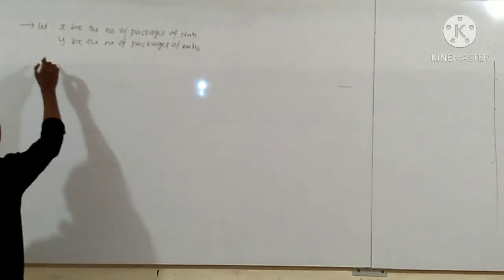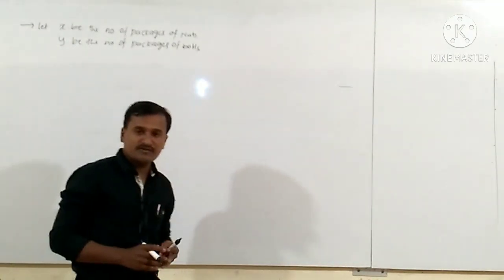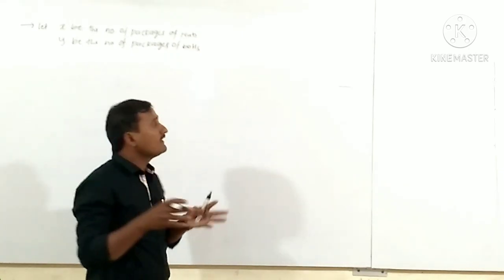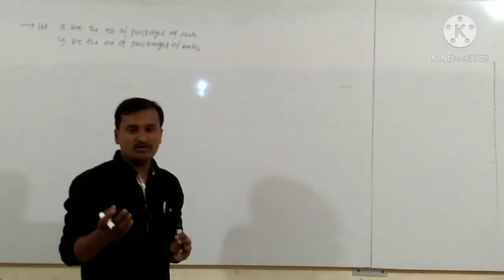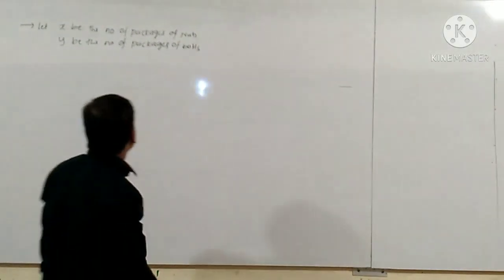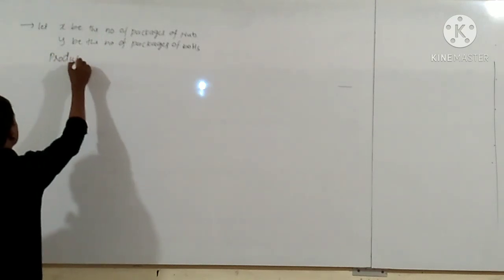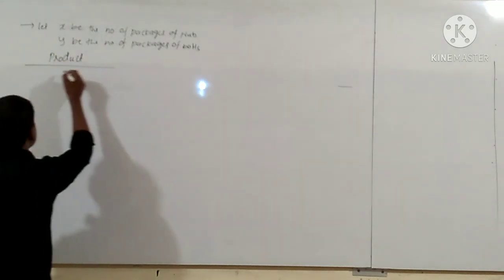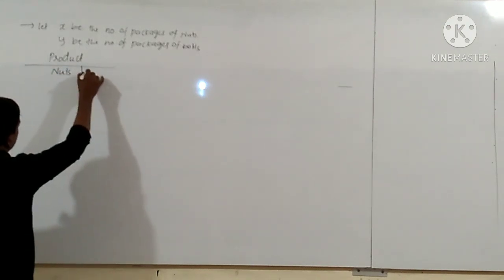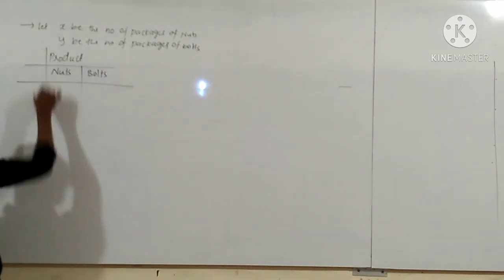Okay, right. So here these are called decision variables. We should find this only. It means that how many nuts and how many bolts we have to produce to get the maximum profit. Okay, right. So here I will write the product. What are those products? So here I will take nuts and here I will take bolts. Is it right? Okay, right.